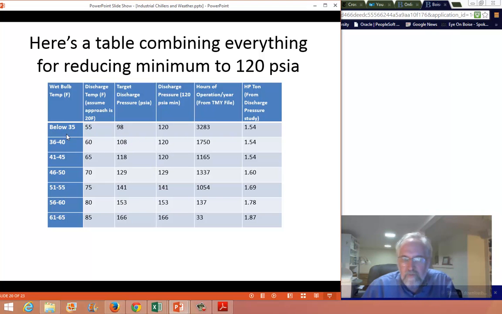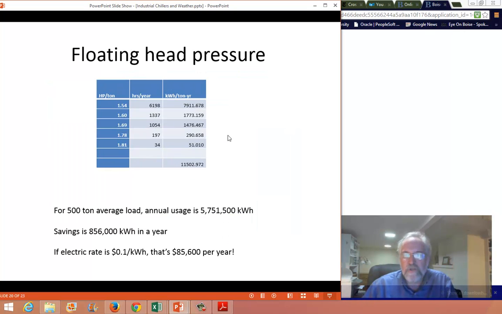So at all these different ranges of the wet bulb temperature, that is a discharge pressure that'll maintain the 20-degree approach. Well, remember, we're setting a minimum pressure, so it's 120. Any of these numbers that's lower than 120, you've got to turn them into 120. And so that's these first three cells. And then this is the horsepower per ton rating we got from the discharge study. So we've got enough information here from the horsepower and hours of operation to build up a case of how much energy it would use over the year.